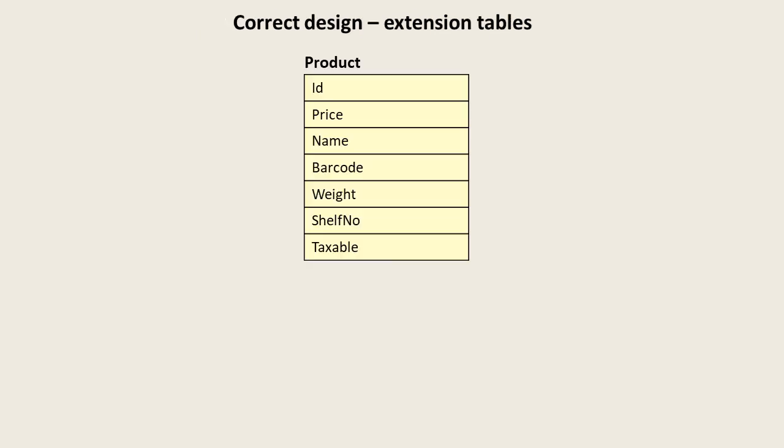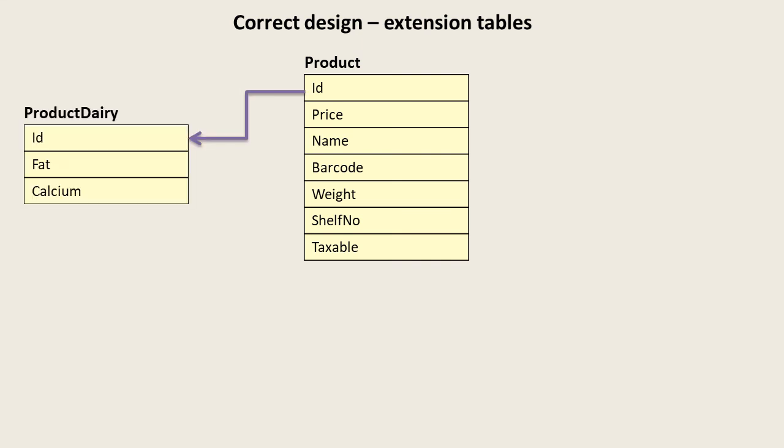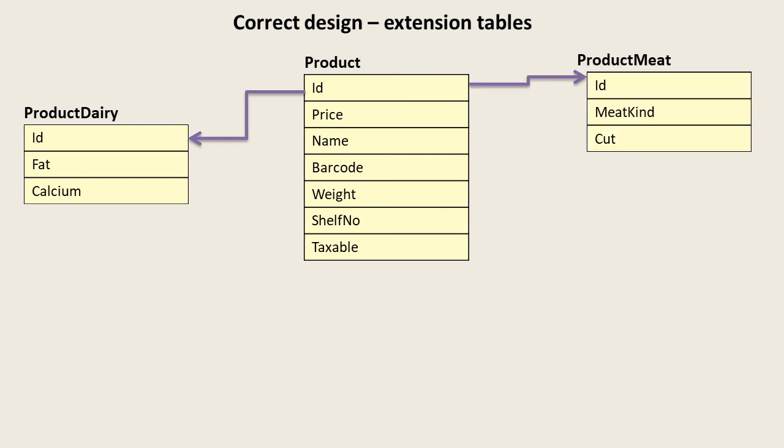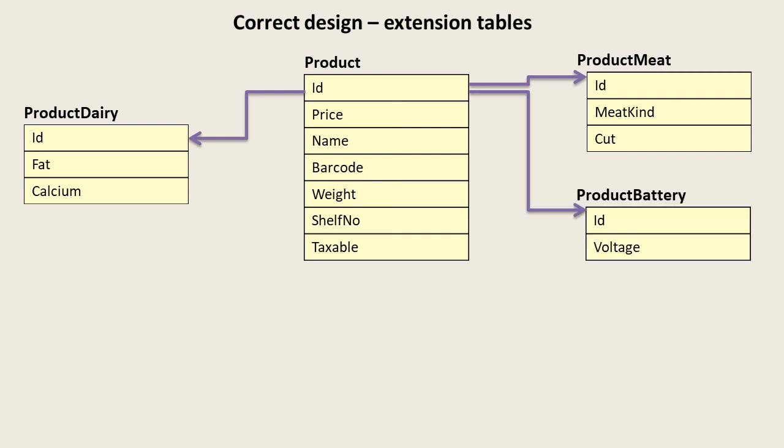And finally, the correct design for this problem. The best design would be to create a separate product table, which will have only columns which are common for all of our products: price, name, etc. And then we create another table which has only columns for dairy products, which is fat and calcium. And as you may now guess, we create another table which has only columns for meat products. And we have another table for battery, which is storing its unique column, voltage.